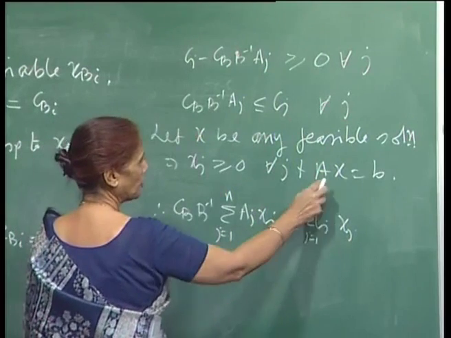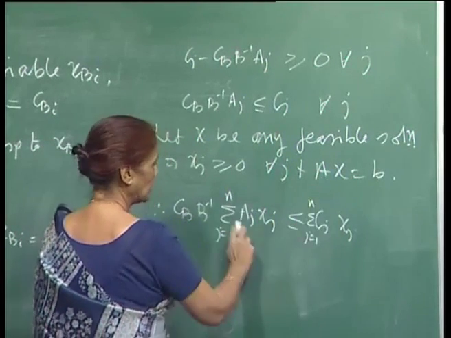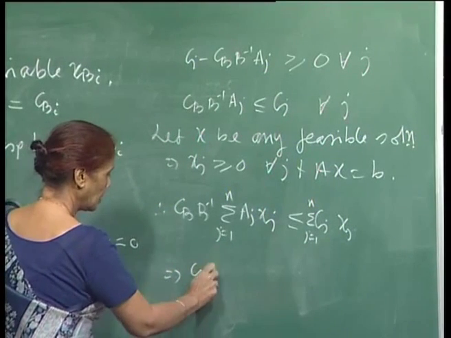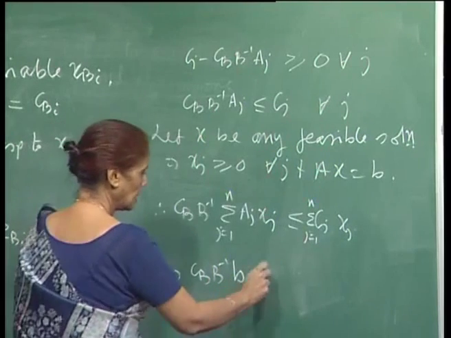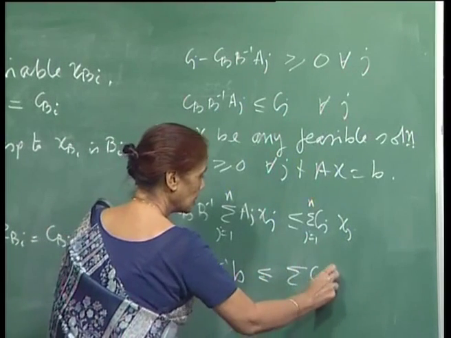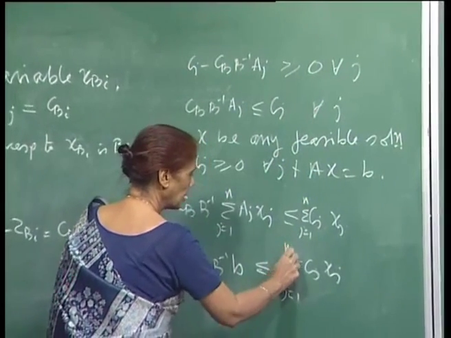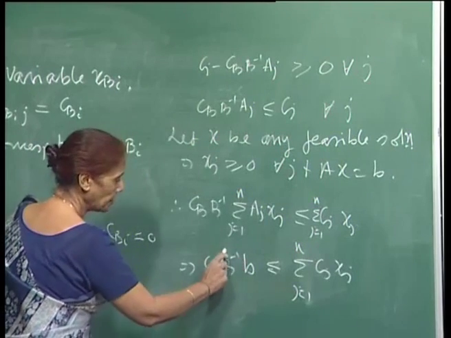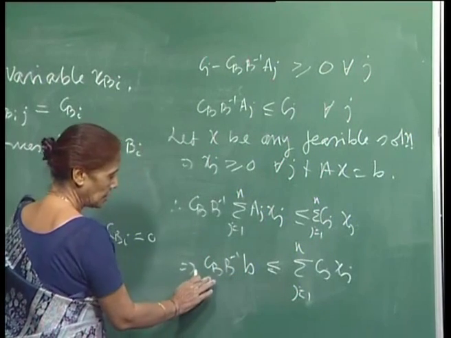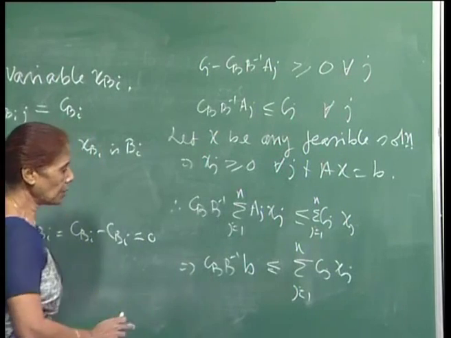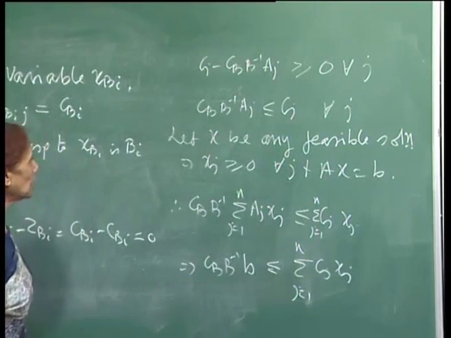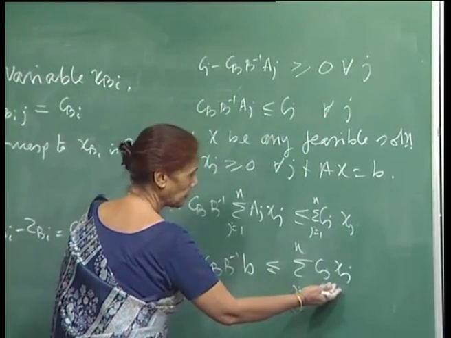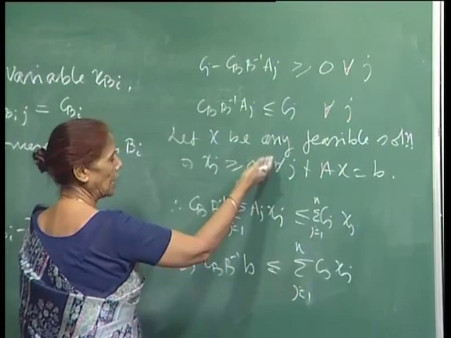Now, since x is a feasible solution, this summation adds up to the vector b. So therefore, which implies that Cb B inverse b is less than or equal to summation Cj xj, j varying from 1 to n, and that gives you the result, because this is the value of the objective function. Remember, your basic feasible solution is B inverse b. This is the cost coefficients corresponding to the basic variables. So this is your objective function for the basic feasible solution xb0, and this is the cost for the x to be any feasible solution.